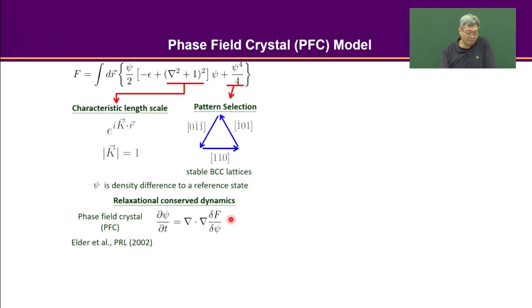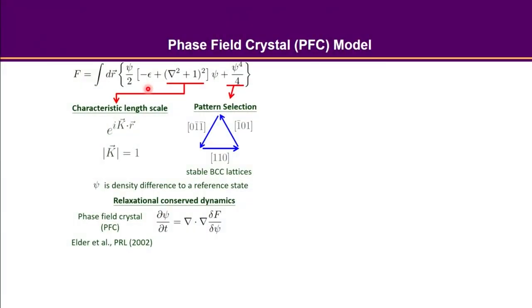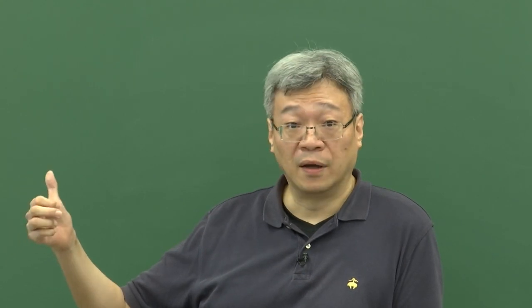Okay, so that's the typical equation of motion when you read the paper from the PFC that I'm going to show you. Because it is a conserved dynamics, the mean density of the system is going to be conserved. So there are actually two parameters, because I can assign different mean density to the system, and also control epsilon. Those two parameters will give me a different outcome of my system. So there are two parameters controlling the physical crystal.